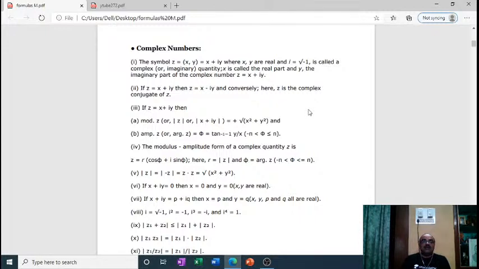Let's see complex numbers. Very important chapter from the point of examination. A lot of tricky questions are there from this, and this chapter gets connected into so many other chapters. You can start seeing it from functions and relations to calculus. The symbol z having x comma y is written as x plus iy. If you want to say it as a complex number, x plus iy will be the format of it. X and y will be real values, and i, which is equal to root of minus 1, is called a complex or imaginary quantity.